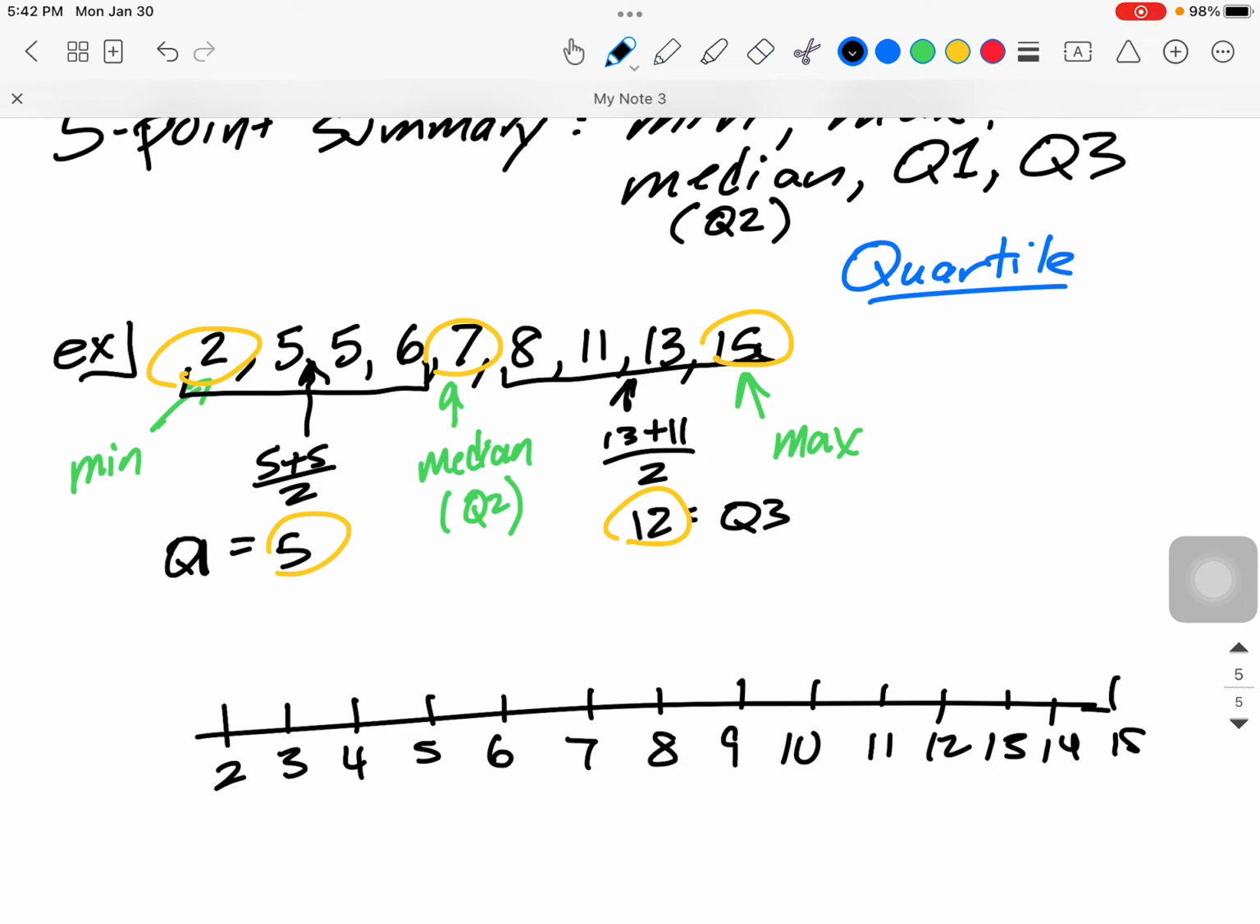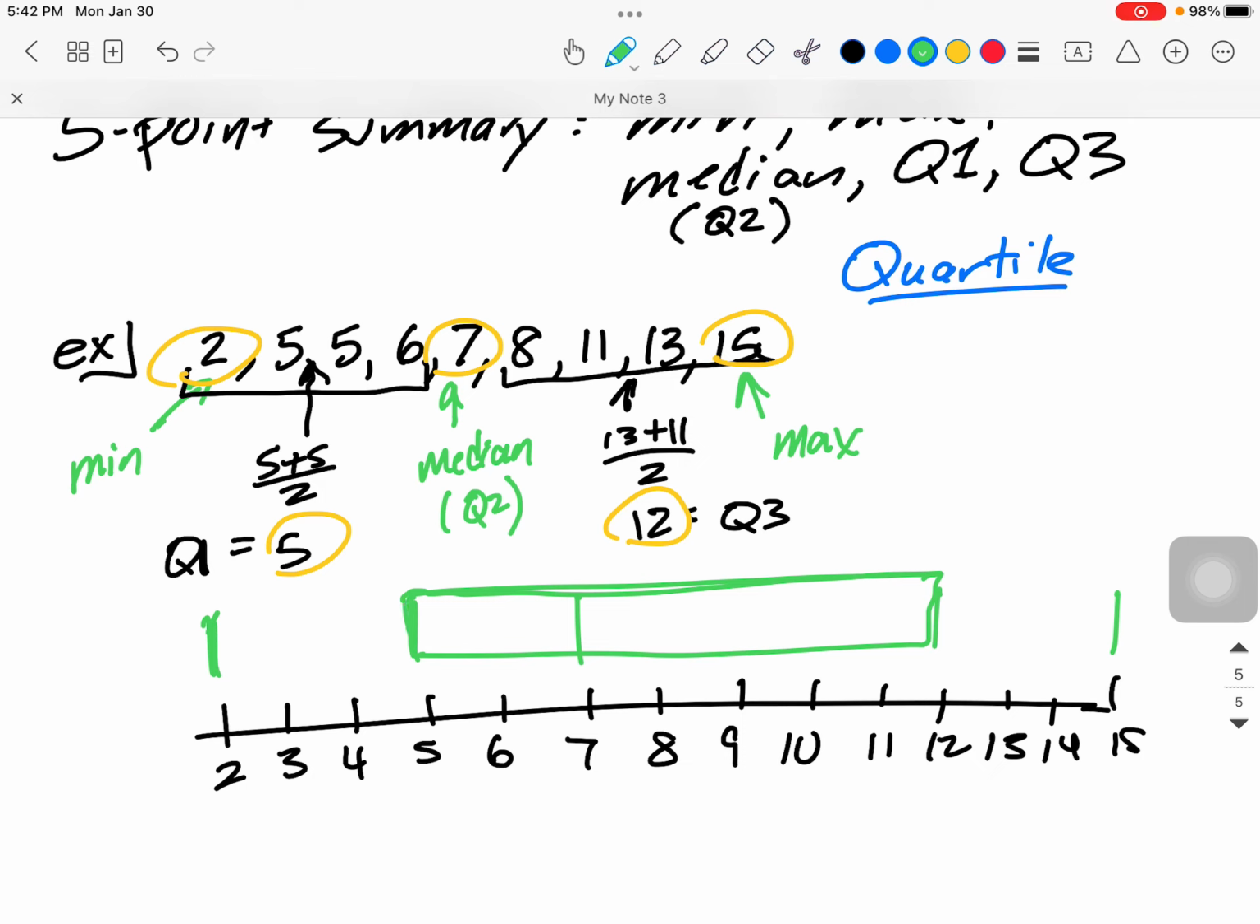So you don't want the data to be misleading, so you want to label the number line appropriately. But to actually make the box plot, we can do a line where the minimum is, another line where quartile 1 is, another line where the median is, another line where quartile 3 is, and the last line where the max is. And the 3 middle pieces create this box. And again, that box contains 50% of the data, because each one of these hash marks is a quartile.